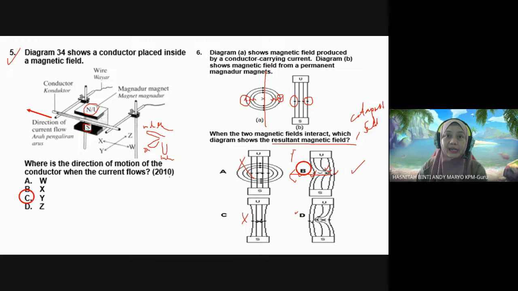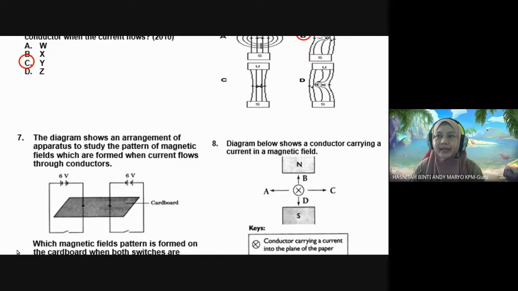Okay, can you understand number 6? You check only the direction, whether they are opposite or the same. Same direction produces a stronger magnetic field, shown by more number of lines. Okay, opposite direction produces a weaker magnetic field, shown by the least number of lines. Okay, next. Question number 7.